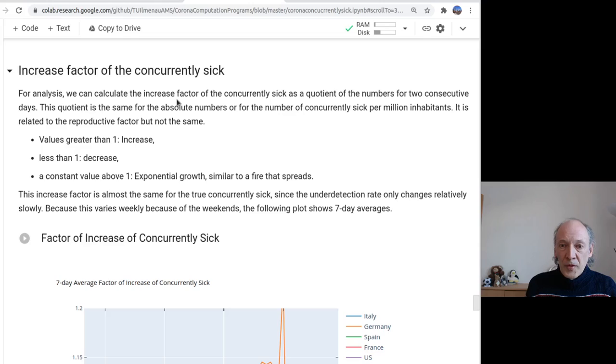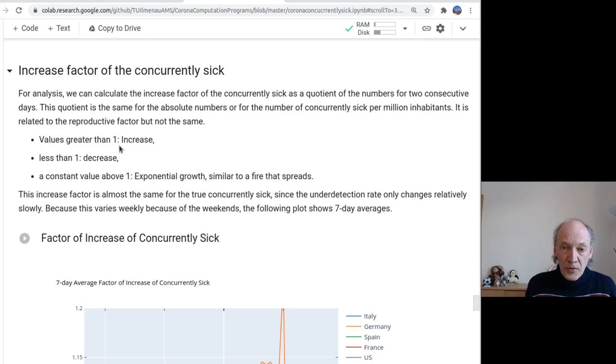So for analysis, we can calculate the increase factor of the concurrently sick as a quotient of the numbers for 2 consecutive days. This quotient is the same for the absolute numbers or for the number of concurrently sick per million inhabitants, because we divide. It is related to the reproduction factor, but not the same.